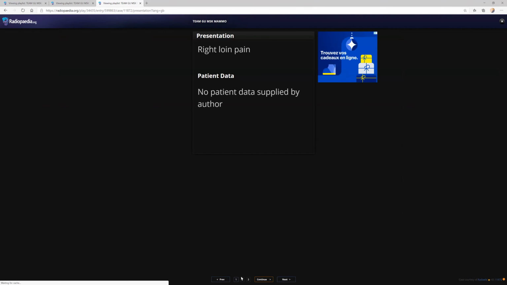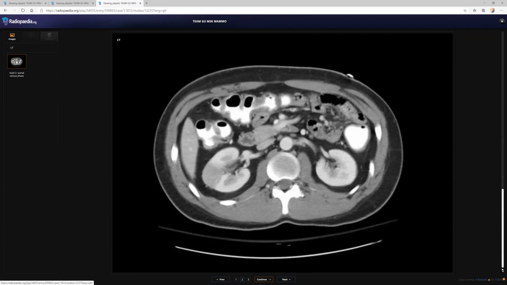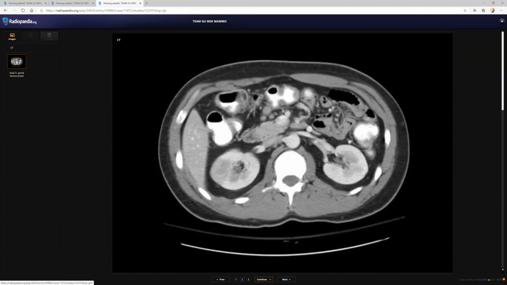Right loin pain. Okay, you can scroll. I'm looking at the CT abdomen, contrast enhanced images at the level of the kidneys. What I can see is that there is a low attenuation lesion or non-enhancing lesion noted in the right kidney.